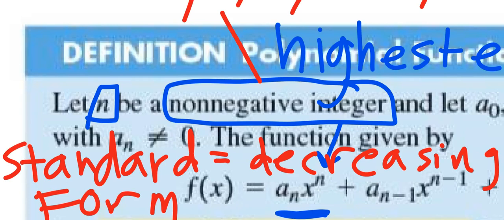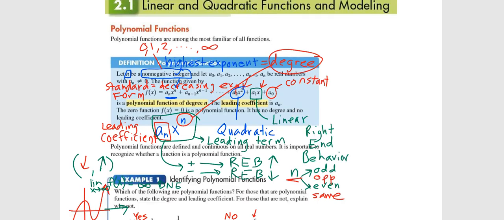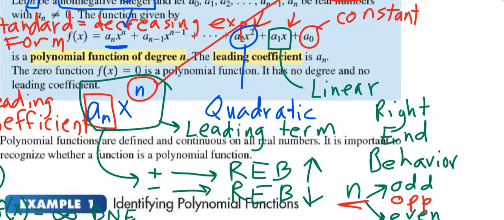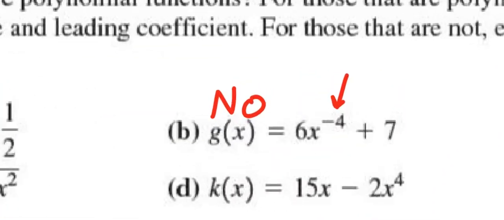Right there. All of those exponents have to be non-negative integers. Or based on a non-negative integer, I should say. And that definitely doesn't qualify.